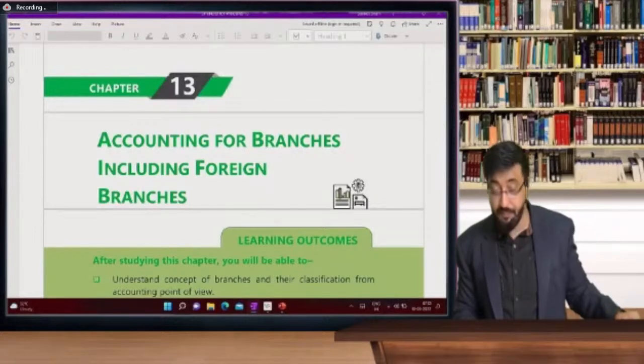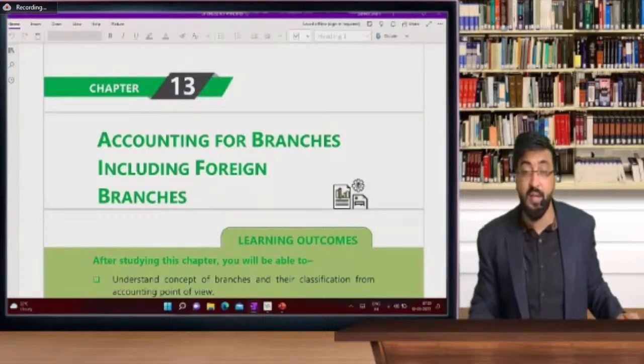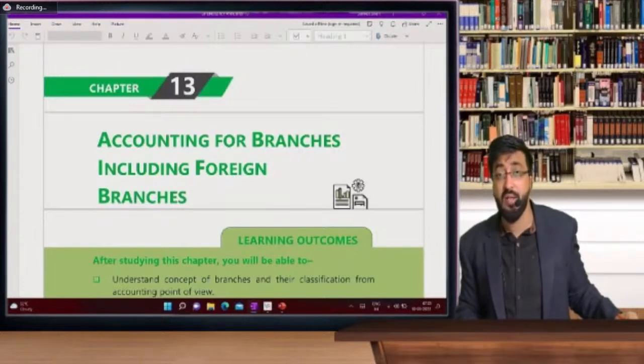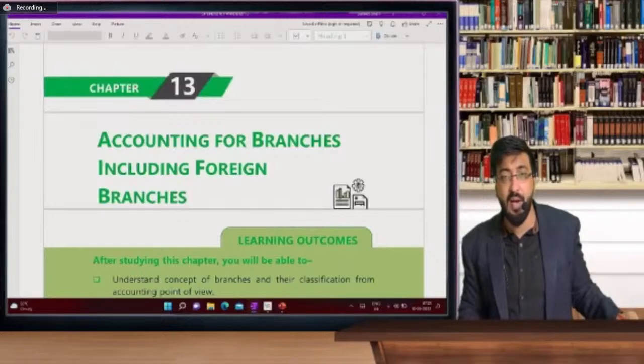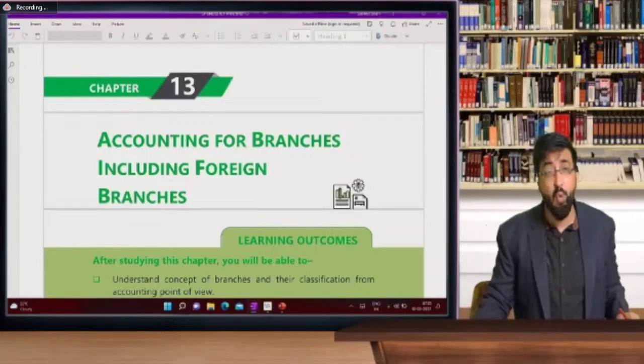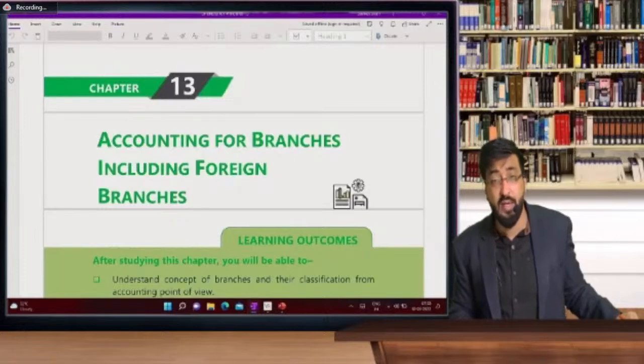Friends, in branch accounting, we have seen there are three parts. One is dependent branch, second one is independent branch, and third one is foreign branch. Dependent branch, we have two parts. One is at cost and second one is at invoice price. At cost is divided in three parts. That is the debtors method, second one is the stock and debtors method, and third one is the trading and P&L method. In case of invoice price, there are two methods. Number one is only debtors method and second one is stock and debtors method.